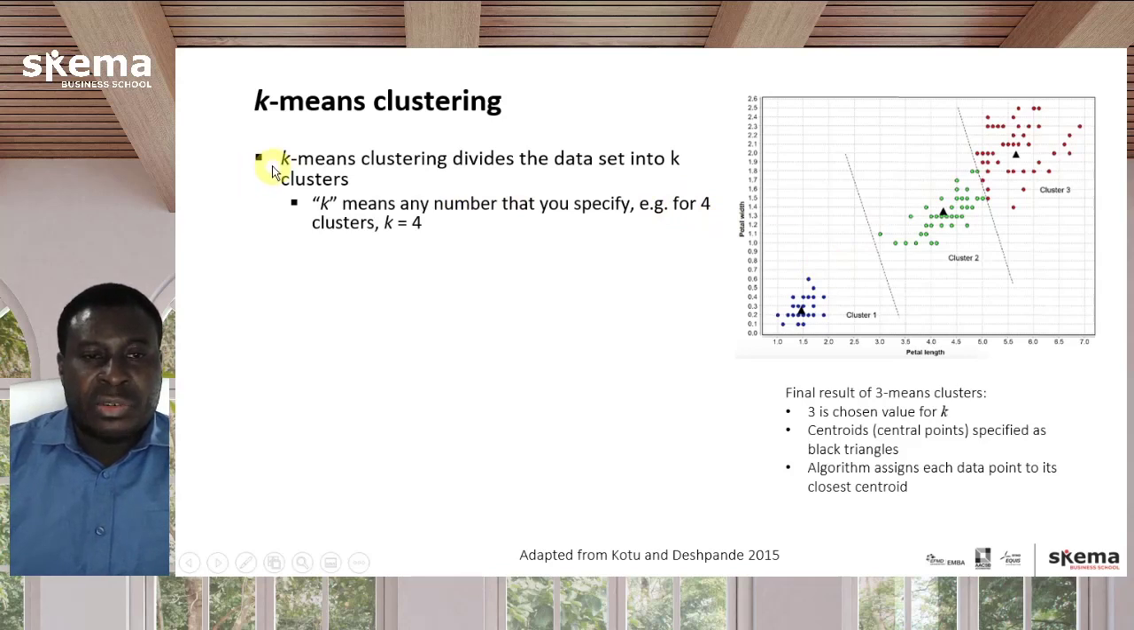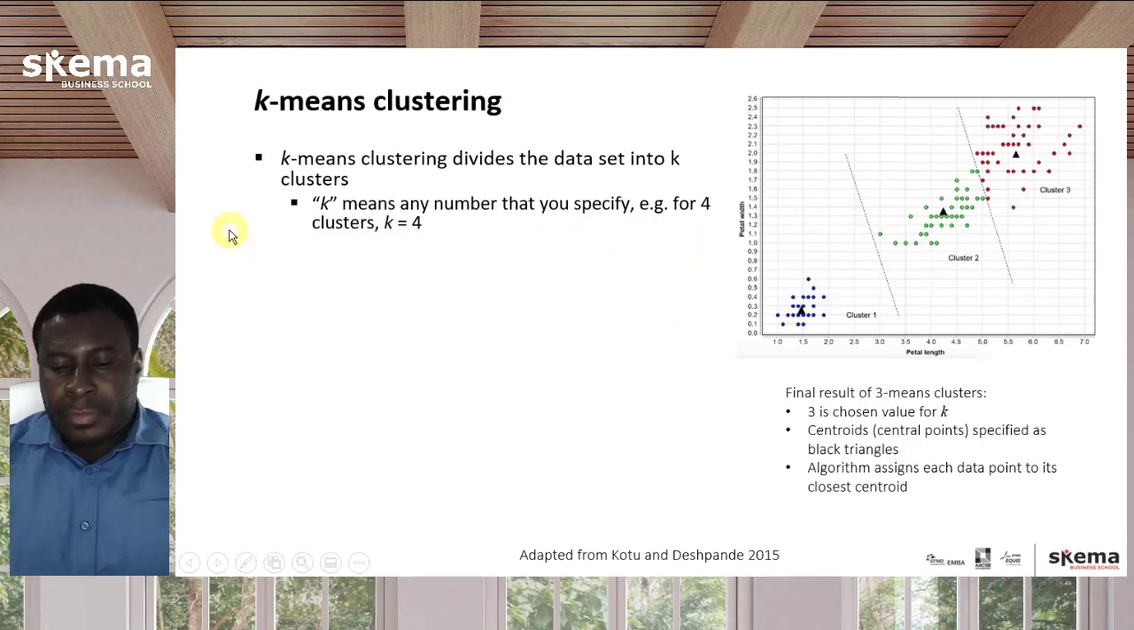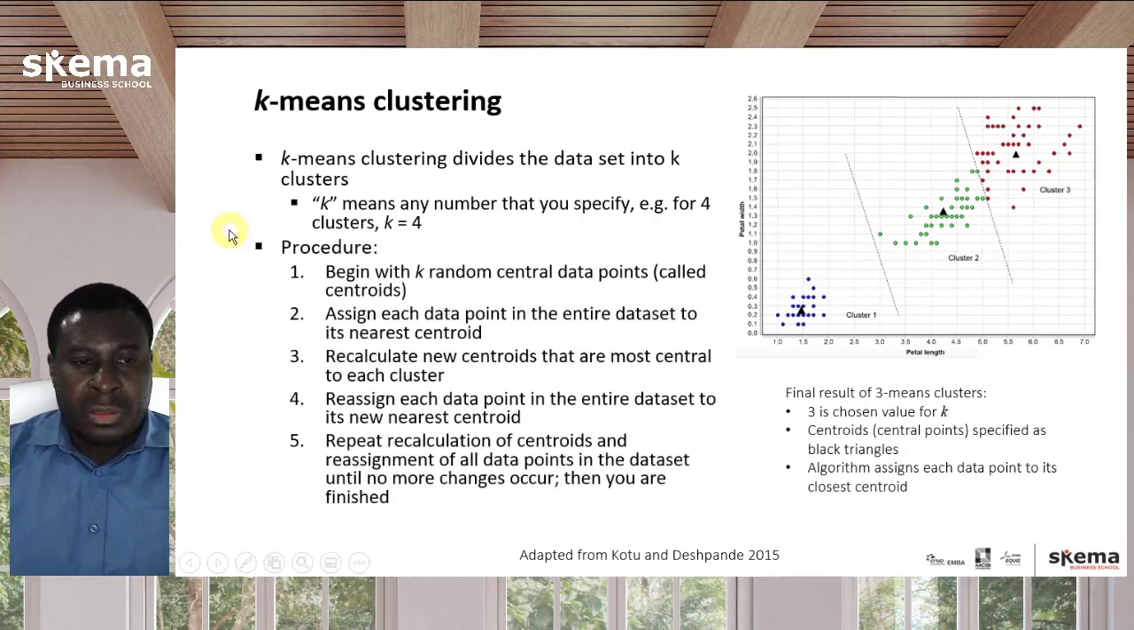With k-means cluster analysis, the data is divided into k clusters, and k is the number of clusters that you want. In this example, the analyst wants 3 clusters, so that would be 3 means. If you wanted 4 clusters, it would be 4 means. 4 represents the k. There's a basic procedure which goes step by step, and I'm going to step through these with a little demonstration of how the k-means algorithm works.